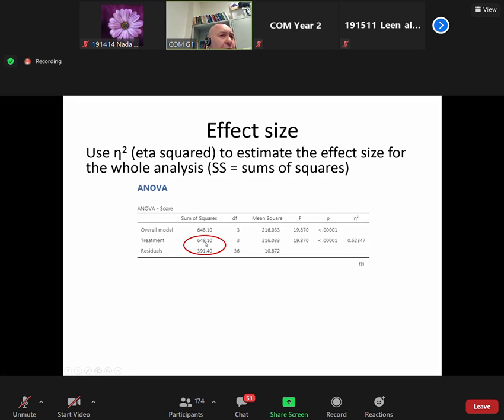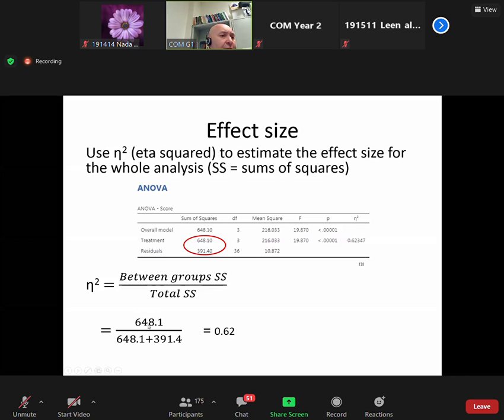And basically we want to know how large this number is, 648.1, compared with the total sums of squares. Now, total sums of squares are going to be these two numbers added together. So it's the between group sums of squares, SS, divided by the total sums of squares. And that is, as I've written here, 648.1 divided by 648.1 plus 391.4. And if you do this calculation, you get 0.62, which is the same as what we got here in the Jamovi analysis.